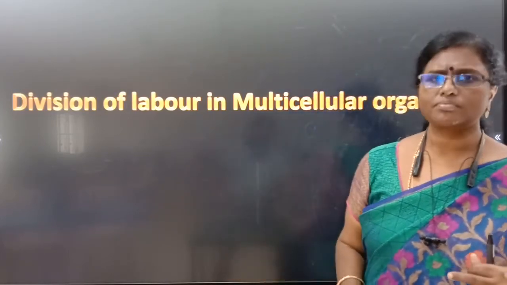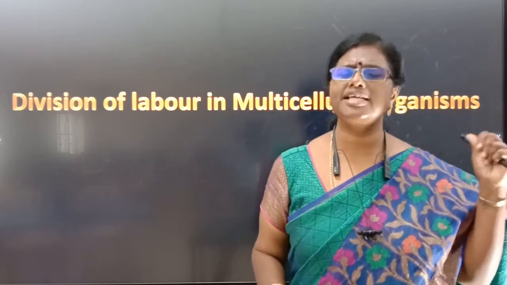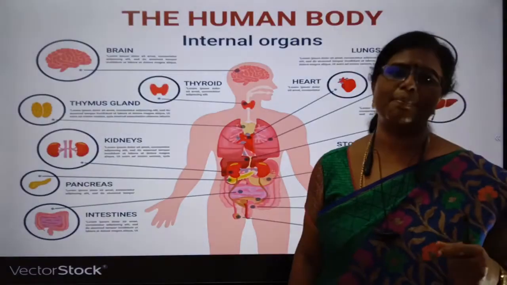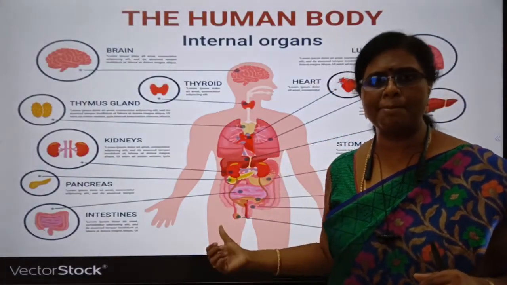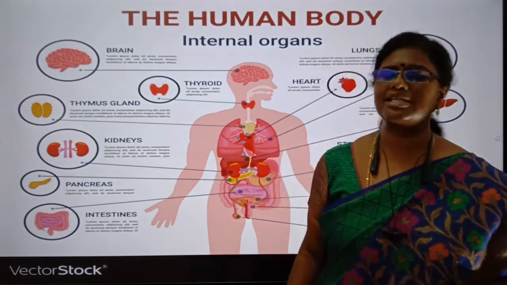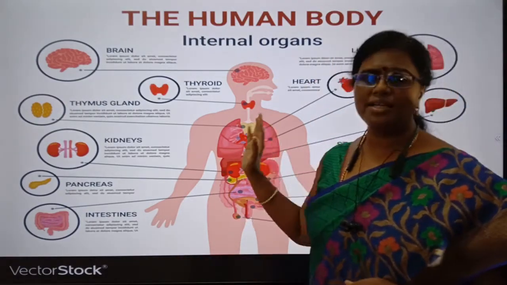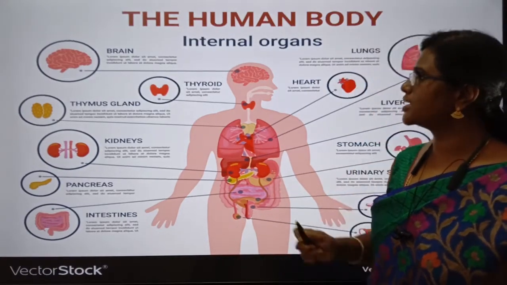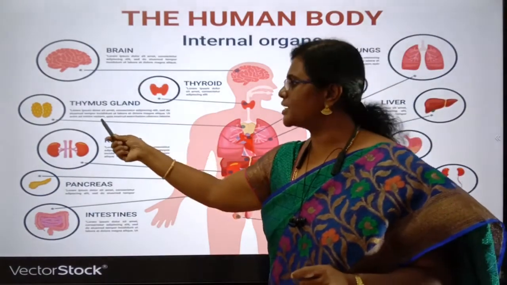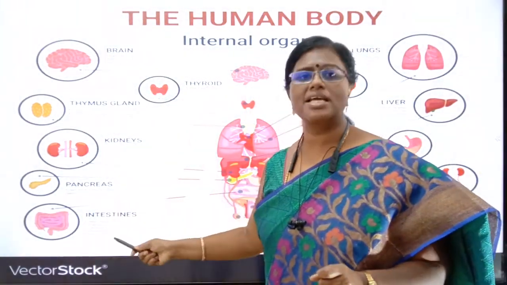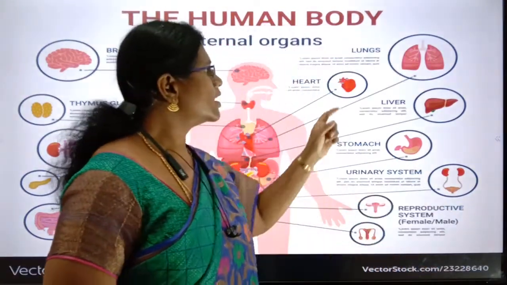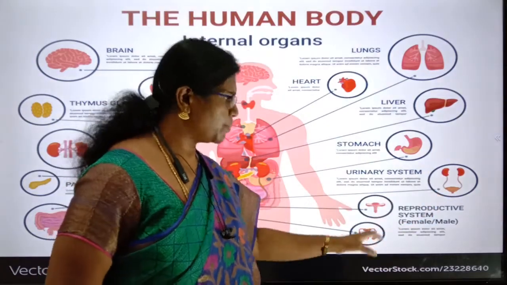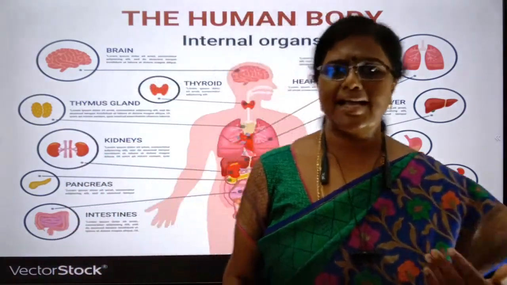You may question me: okay, division of labor happens in multicellular organisms, but does it happen in unicellular organisms? Yes, you are right, it will also happen in unicellular organisms. So let me complete multicellular organisms first. In the next class we will be seeing unicellular organisms. In our human body, there are different organs. You would have seen brain, thyroid gland, thymus gland, kidney, pancreas, intestine, lungs, heart, liver, stomach, excretory system and reproductive system. So every system has its own function.